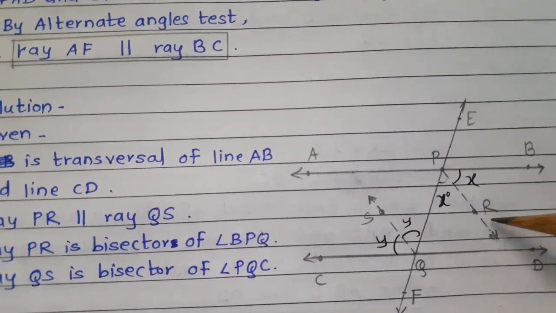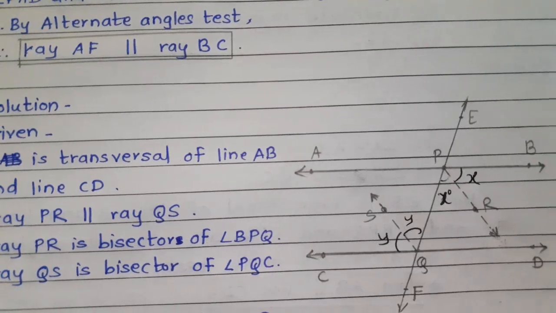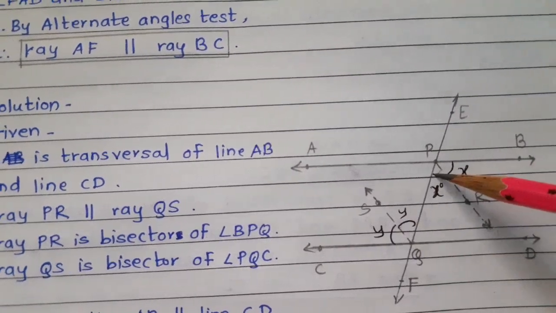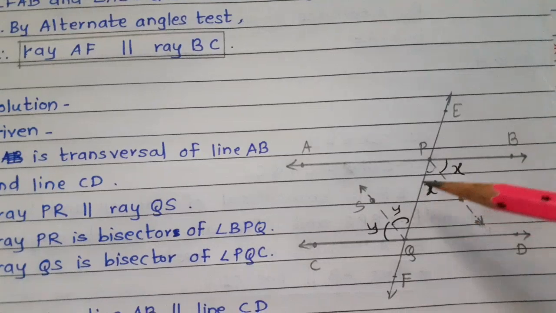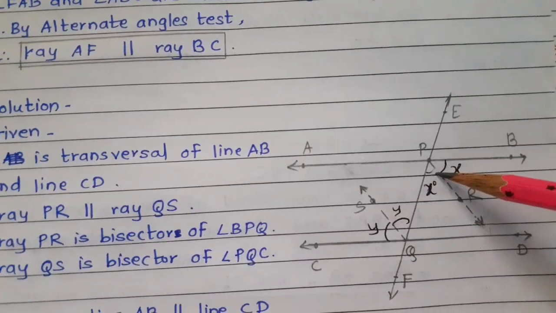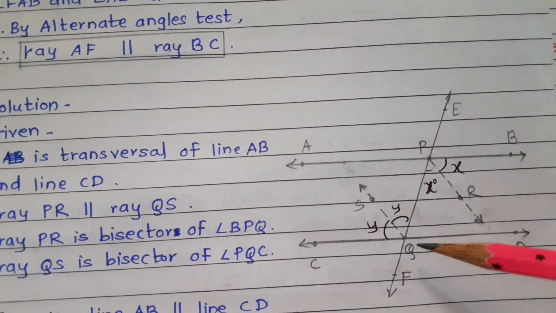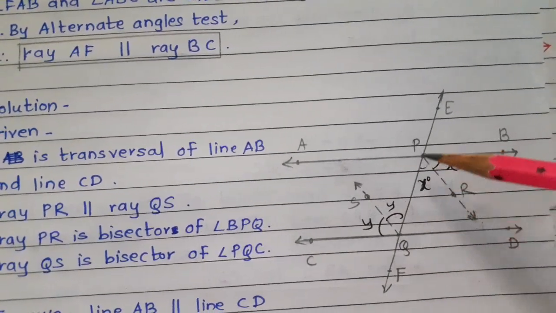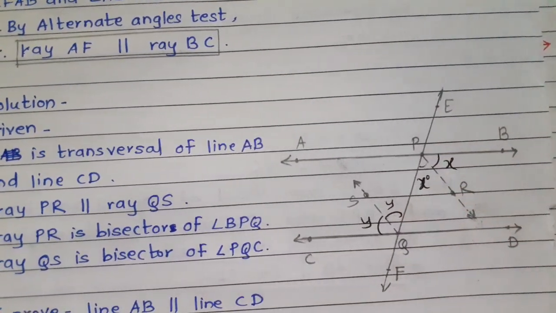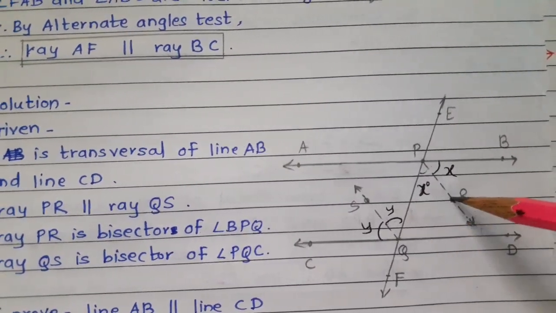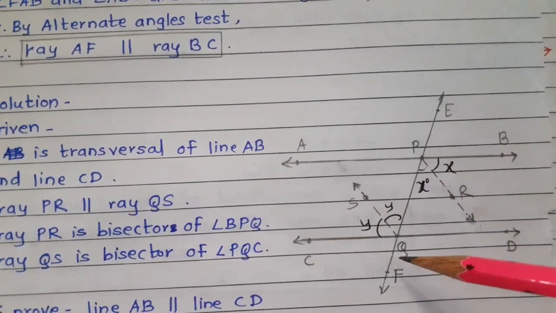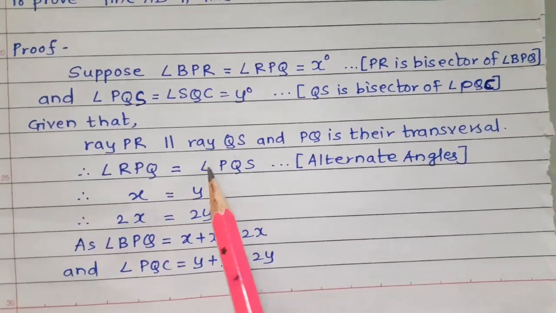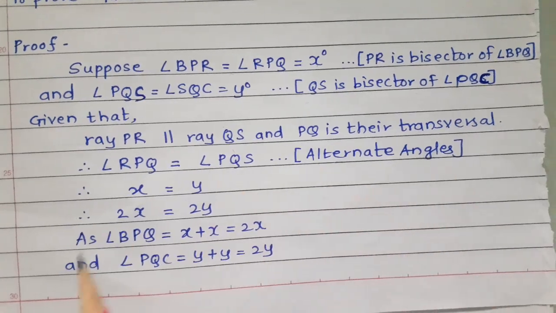So here we have angle RPQ and angle PQS. These two angles are alternate angles, because PR and QS are parallel and PQ is their transversal. So we have angle RPQ and angle PQS as alternate angles, and when two lines are parallel and PQ is their transversal, then the alternate angles are equal. So we can write angle RPQ is equal to angle PQS, the reason being alternate angles.